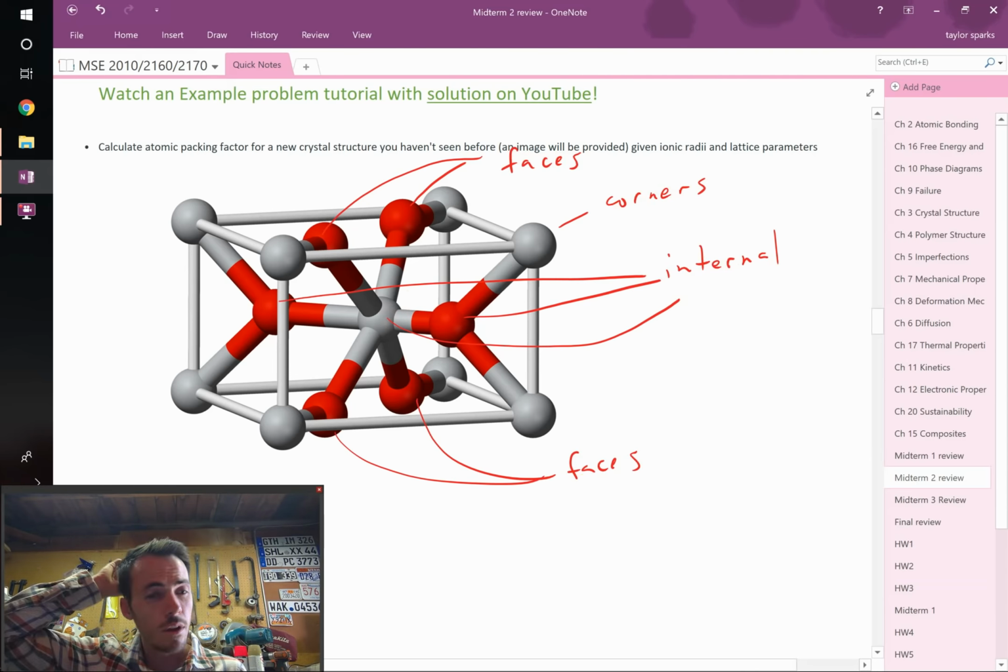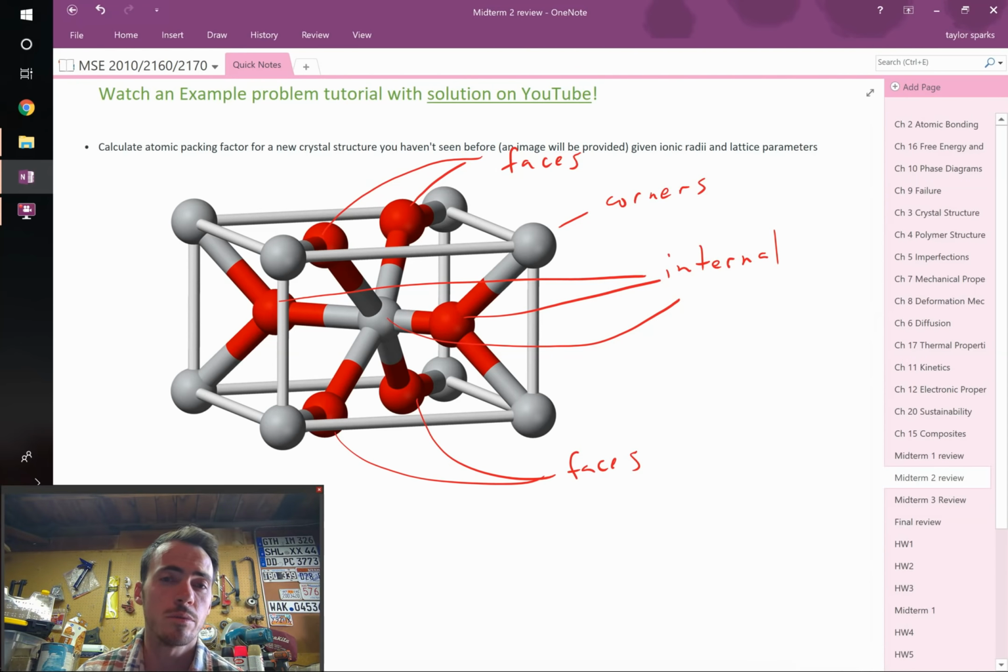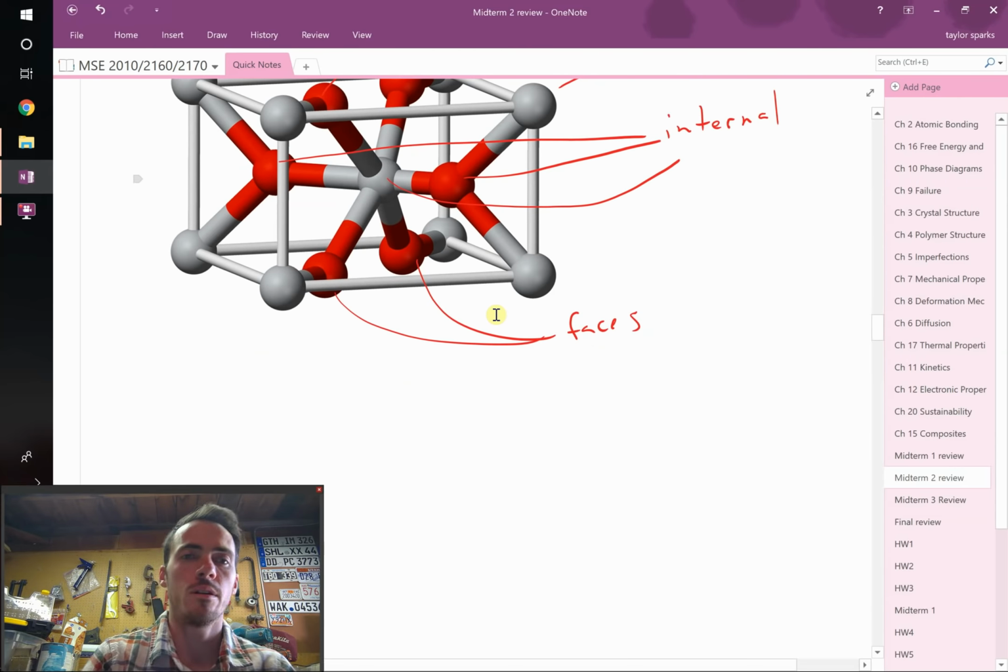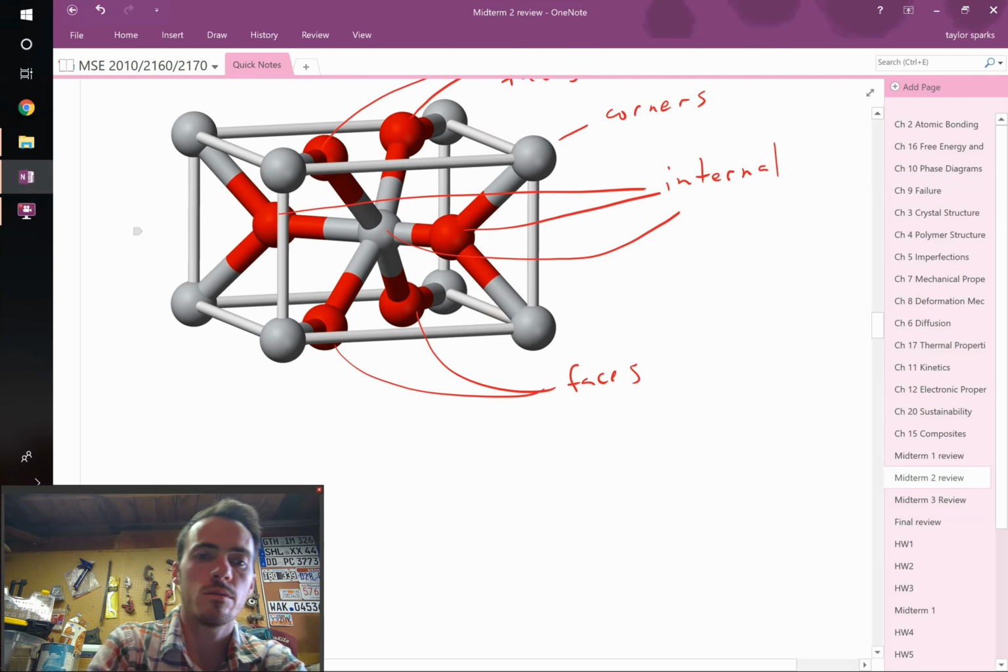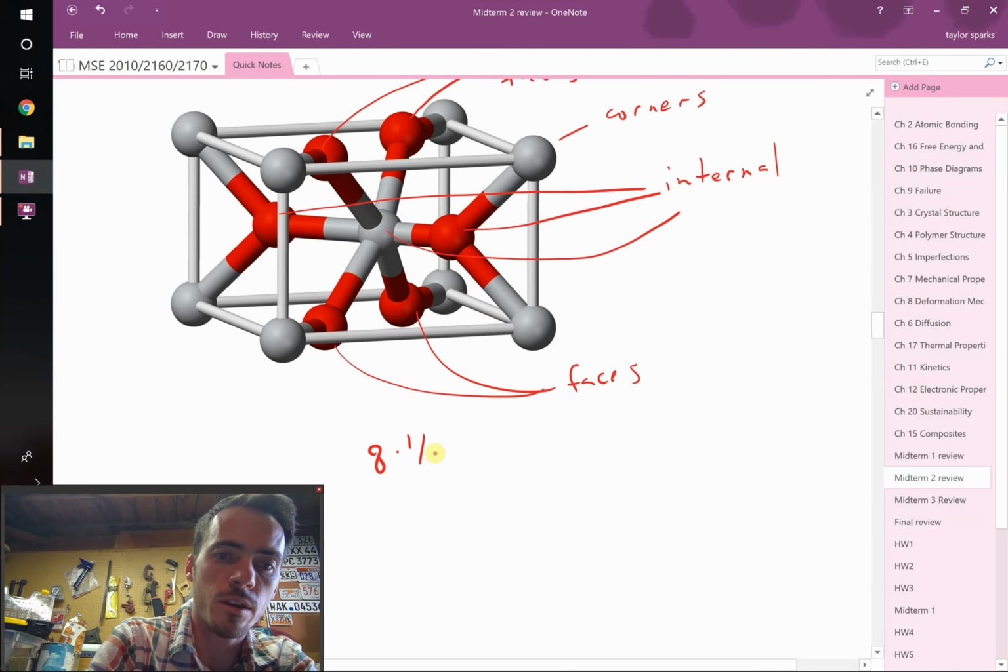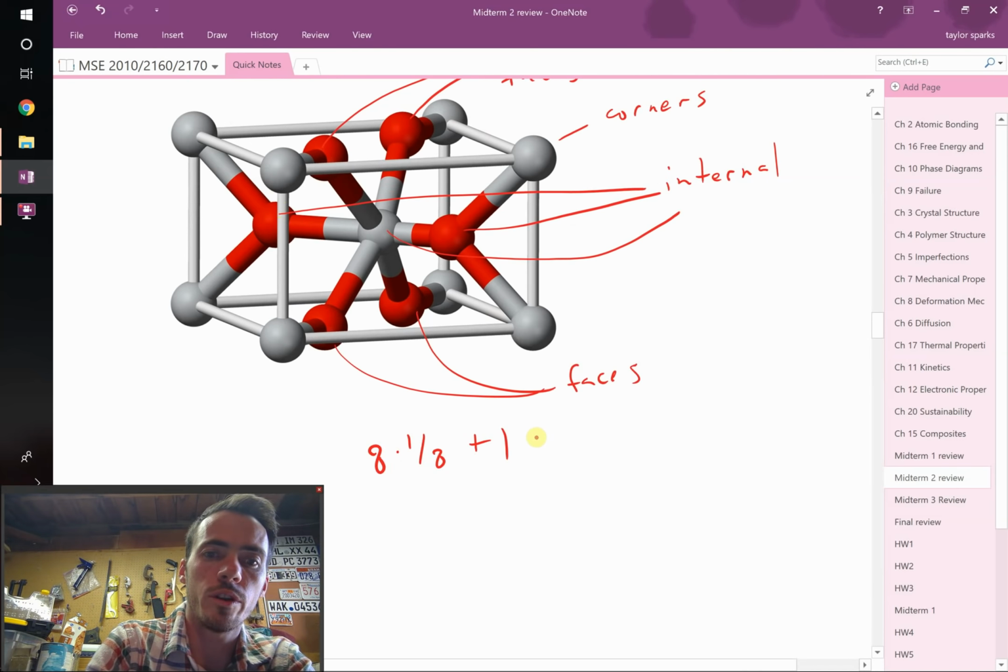So if I was asking you to calculate the atomic packing factor of this structure, rutile, you would do the following. The steps you need to follow is you figure out how many atoms there are of each type, because they have different sizes, right? So you would say, okay, let's do titanium first. Titanium are these ones. There are 8 times 1/8 on the corners, plus there's 1 in the very center. Therefore, there are 2 titanium atoms or ions per unit cell.